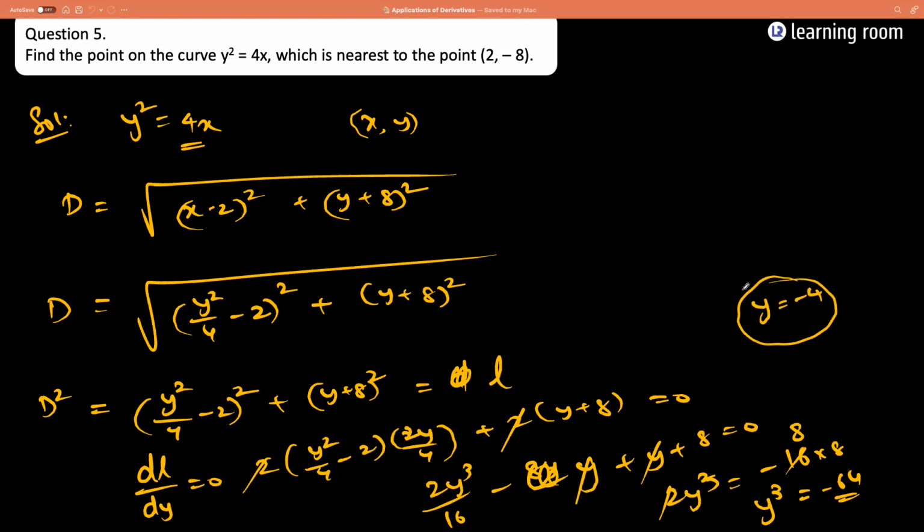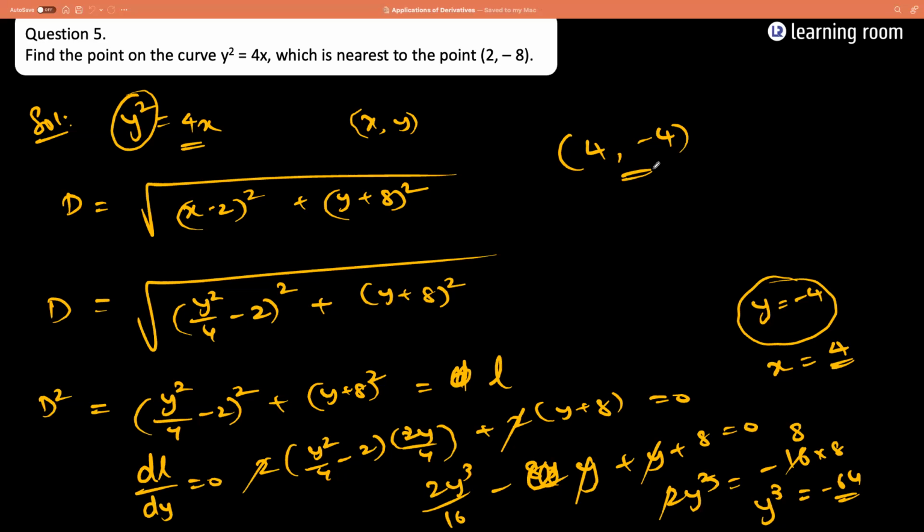Then what is going to be the value of x? X is 1. No, this will be 4 square, no? 16 by 4. Is it not 4? Correct only, no? X is 4 and y is minus 4. So that should be the point. Yes, sir, point 4 comma minus 4.